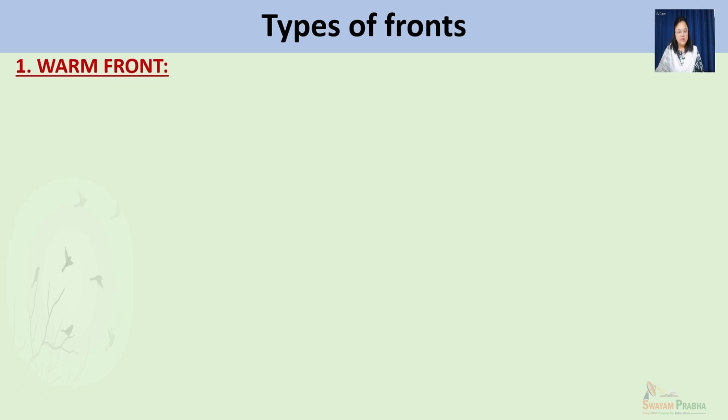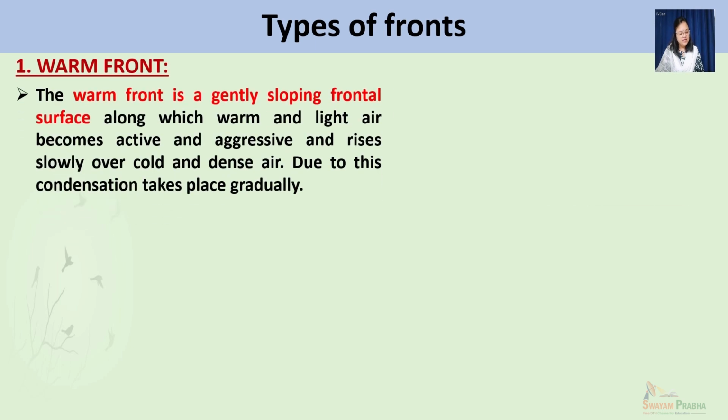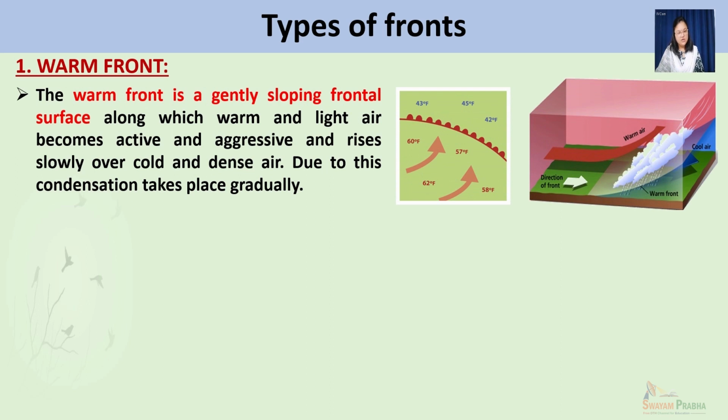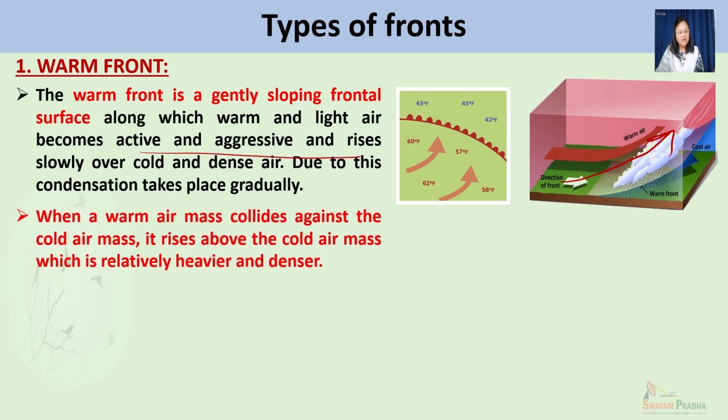Starting with warm front. The warm front is a gently sloping frontal surface along which the warm and light air becomes active and aggressive and rises slowly over the cold and dense air. Due to this, the condensation takes place gradually. Why does the condensation take place gradually? Because the warm front is a gradually rising front, and therefore the cooling of air takes place gradually, leading to the formation of clouds in the frontal zones, yielding precipitation for longer hours.